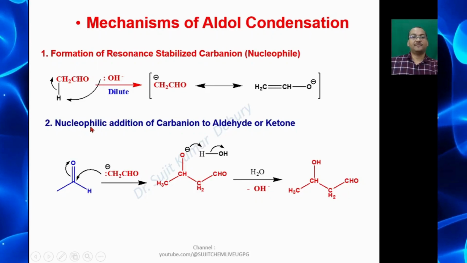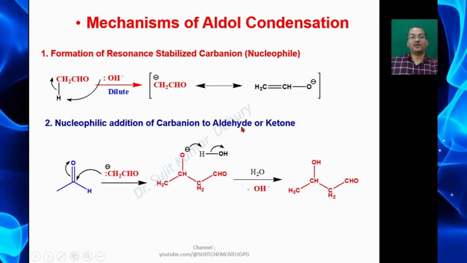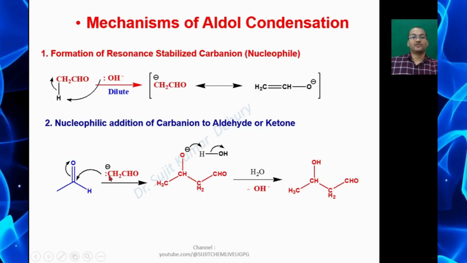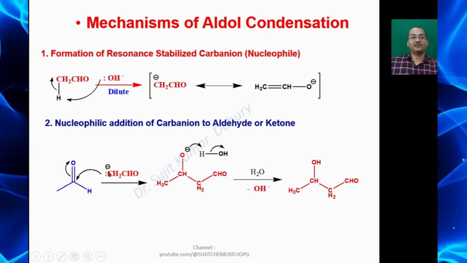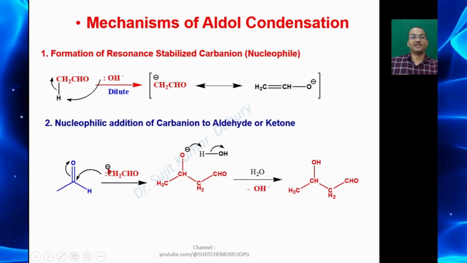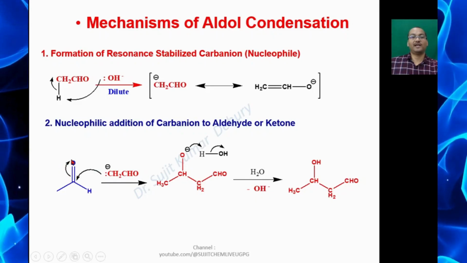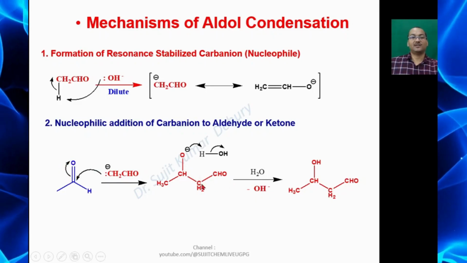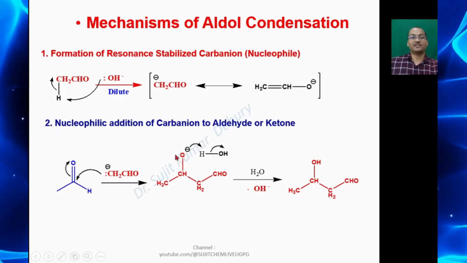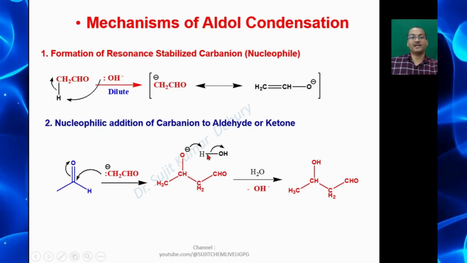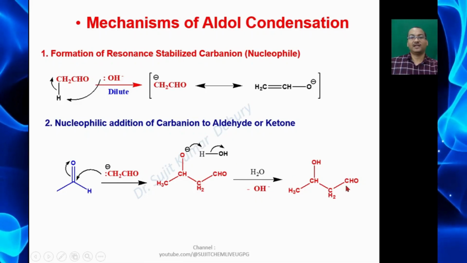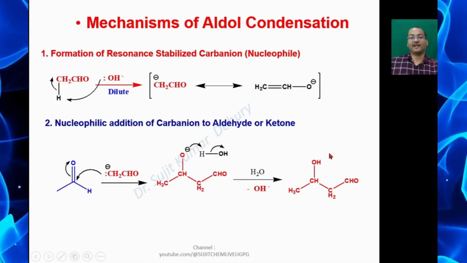The next step is nucleophilic addition of the carbanion to the aldehyde or ketone. Once you generate this carbanion, it will act as a nucleophile. This CH2- will attack this carbonyl carbon and the C double bond O will break on oxygen. As a result, you will end up with this oxyanion. And this O- will take a proton from water, giving rise to the beta hydroxy product.